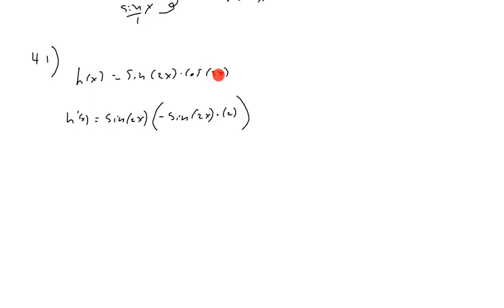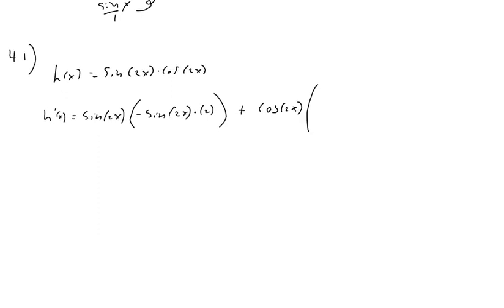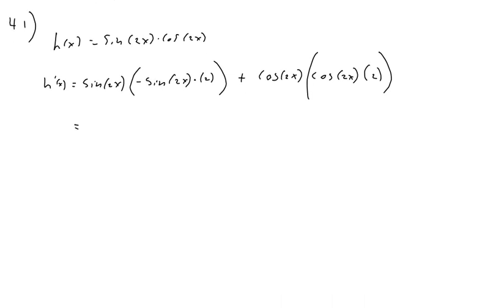So that's our product. First times derivative of the second plus the second, so now I leave the cosine 2x alone, times the derivative of the first. And now I take the derivative of sine. Derivative of sine is cosine 2x. And using my chain rule, derivative of the outside times derivative of the inside, the 2x becomes a 2.